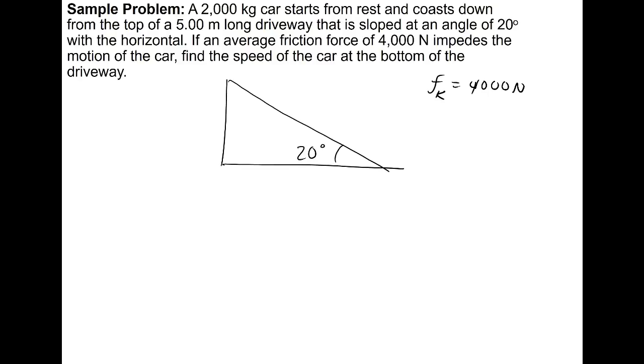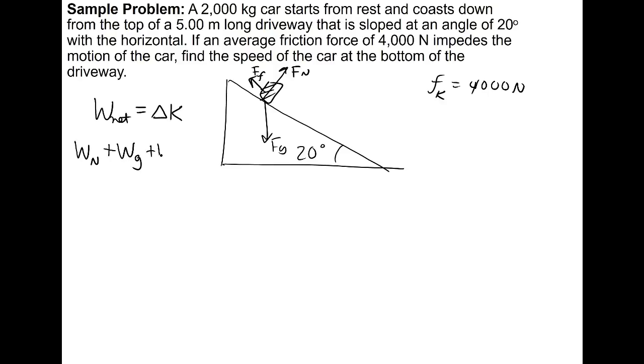Okay, so here's the object, there's the car. We have normal force, we have gravity, and we have friction. Friction and gravity are going to be the two forces that are doing work here, and we can set up that the total amount of work is equal to the change in kinetic energy. That comes from three things: the work done by the normal force, the work done by gravity, and the work done by friction. That's going to equal delta K.